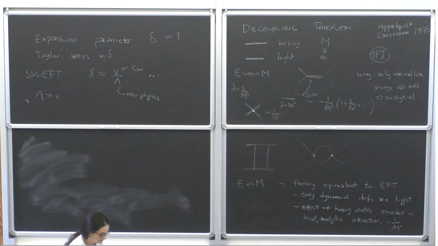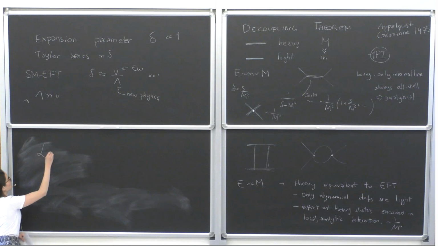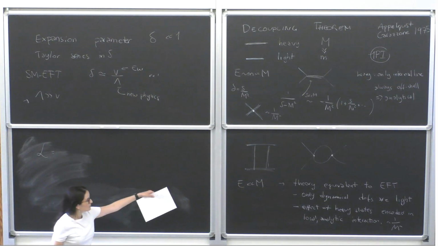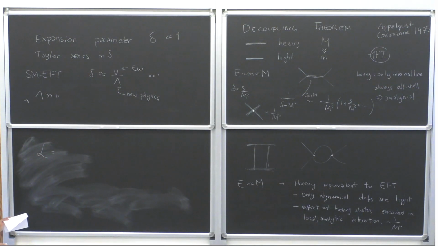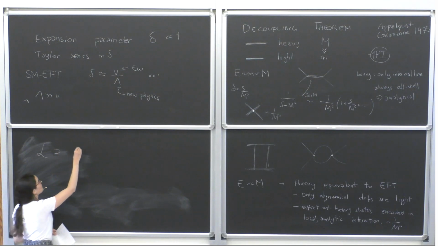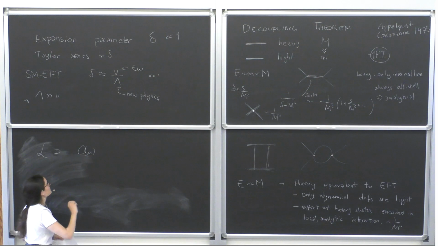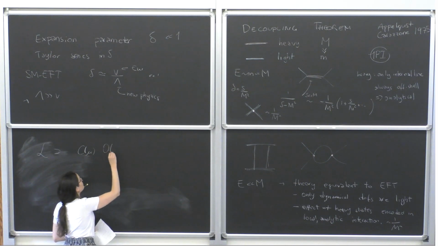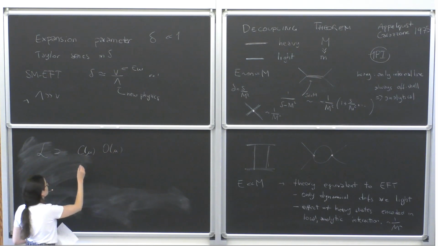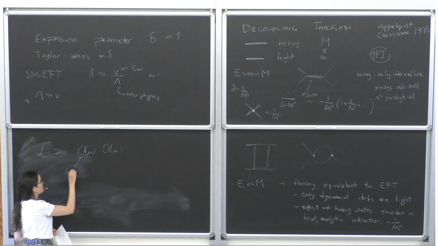Okay, so in the end of all this story, what happens for the specific case of the field theory is that you construct a Lagrangian that, as we said, contains only the light degrees of freedom. And we'll have these interactions that go like 1 over m squared. And these interactions will be of the form of a C that in general depends on a scale, and then an operator that in general depends on the scale. And this C is usually called the Wilson coefficient.